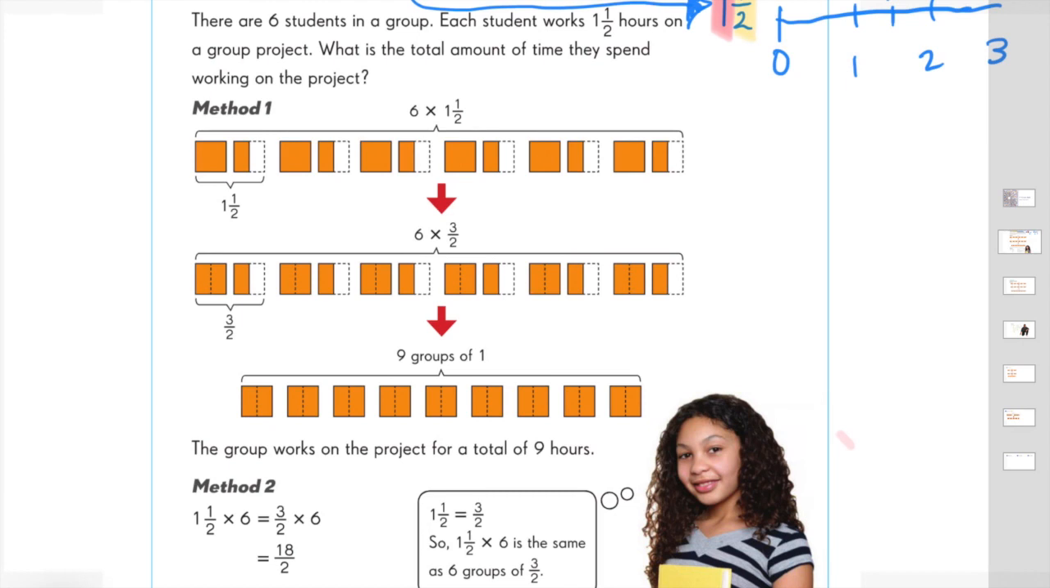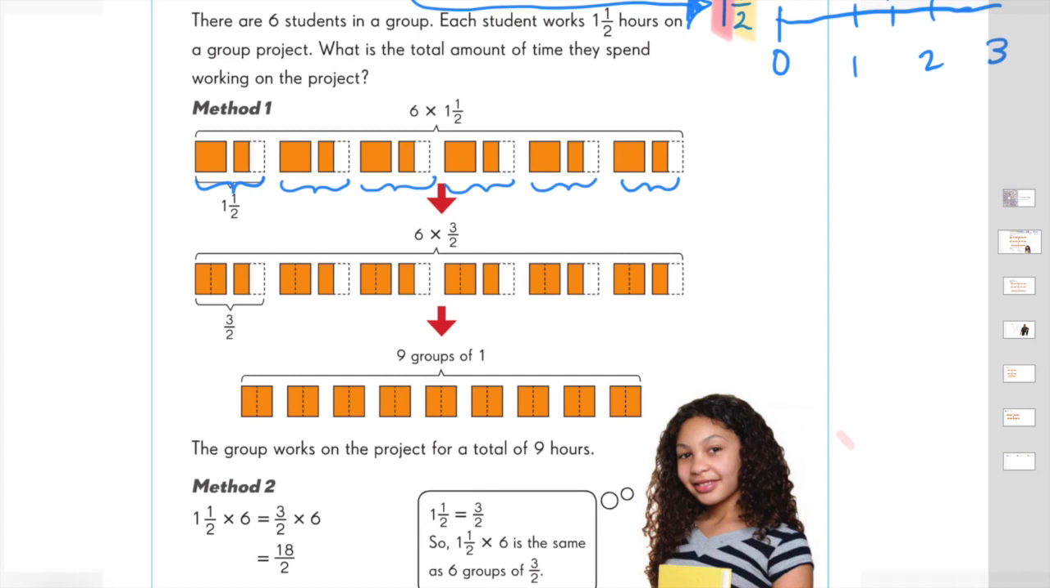Let's visualize this. So we're presented with a problem. It says there are 6 students in each group. Each student works 1.5 hours on a group project. What is the total amount of time they spend working on the project? Okay, so you can see here we have one student who's worked 1.5 hours. Here's another student who's worked 1.5 hours. Another student, and this goes all the way up until we have 6 students who have worked 1.5 hours.